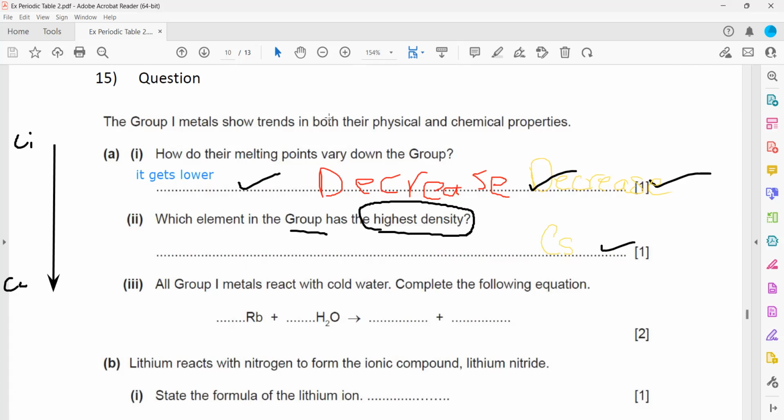Then group 1 metals react with cold water. We have to complete the equation. These metals usually have low densities, but their density increases as we go down the group. So lithium in the group will have low density and cesium in the group will have high density. Then this will be the equation for forming lithium hydroxide and hydrogen.